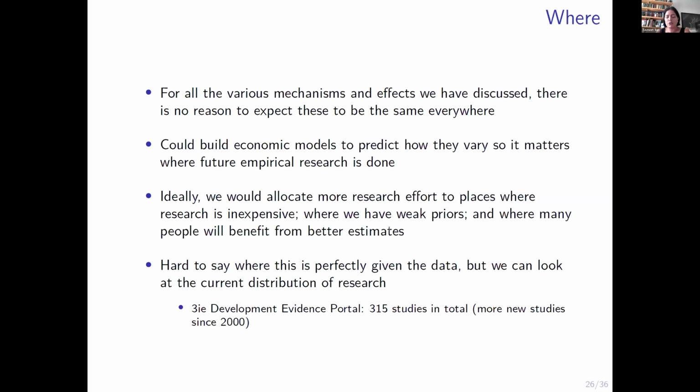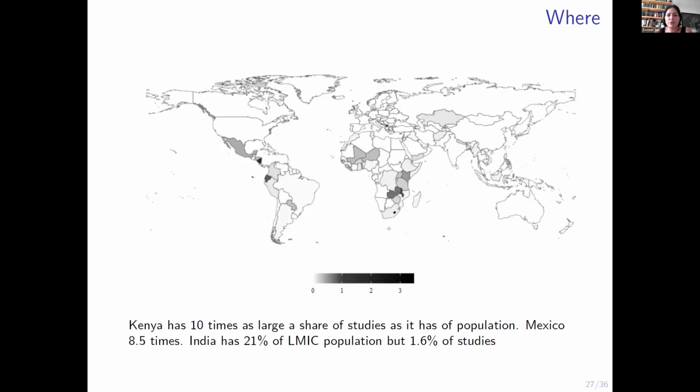So we took the 3ie development evidence portal, it's about 315 studies in total, and we look at where it's distributed. So here's a map, and we compare it to population. So it's the number of studies per capita, basically. Kenya has 10 times as large a share of studies as it has a population in LMICs. Mexico is 8.5. India has 21% of LMIC population, but only close to 2% of studies. Okay, so this is showing you somewhat of the distribution.